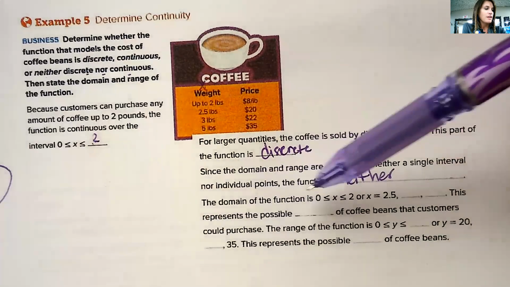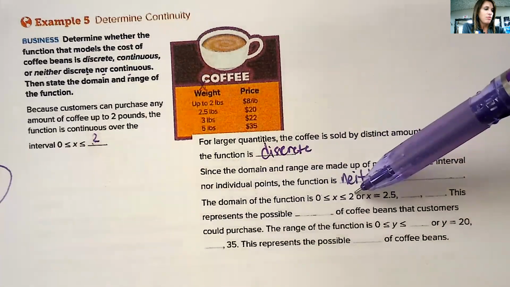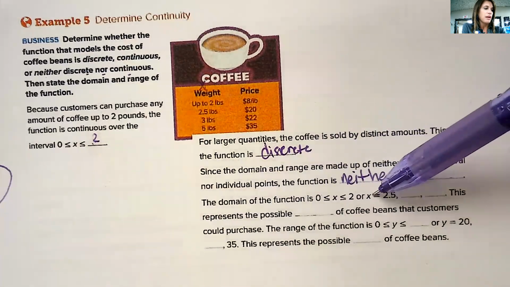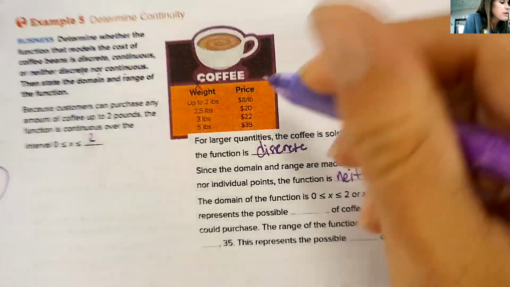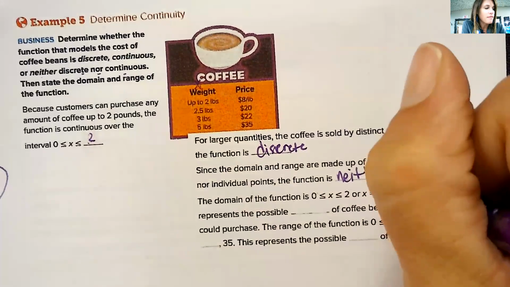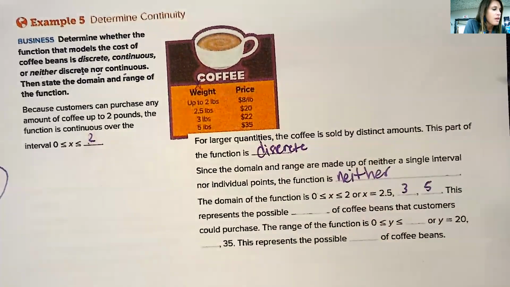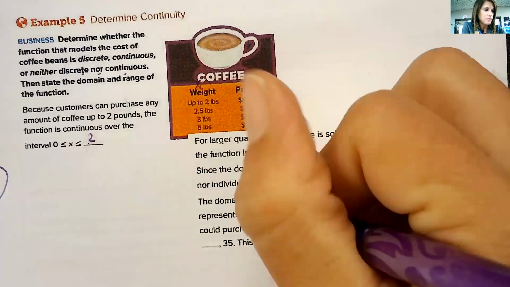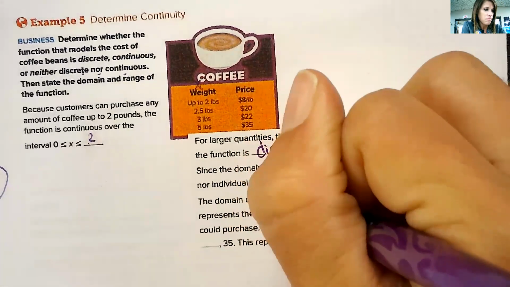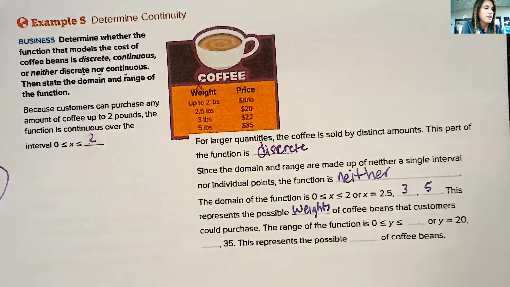The domain of the function is from 0 to 2, or x equals 2.5. What are the other ones? 2.5, 3, and 5. This represents the possible weights of coffee beans that customers could purchase.